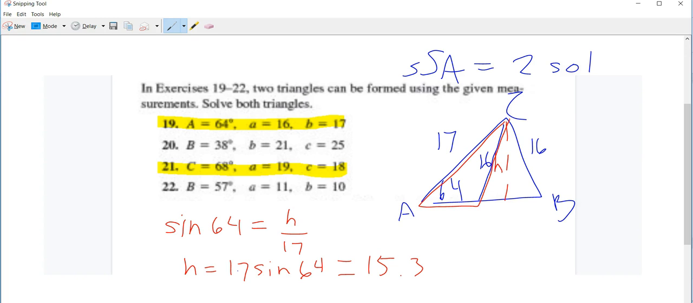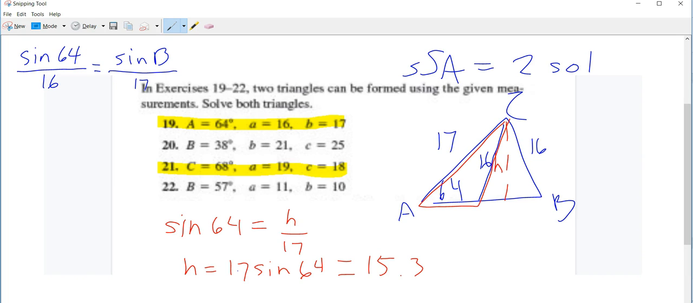Because we did this one. Let's see here. Let's go with the blue one first. So sine 64 over its opposite side, which is 16, equals the sine of angle B over its opposite side, 17. If only we knew how to cross multiply. 17 sine 64 divided by 16.